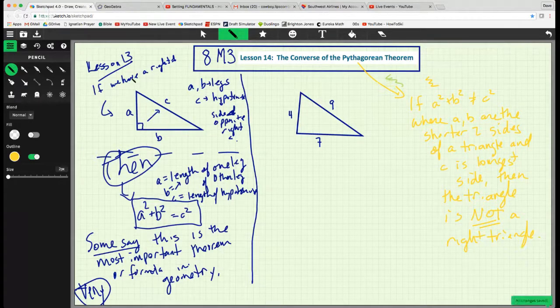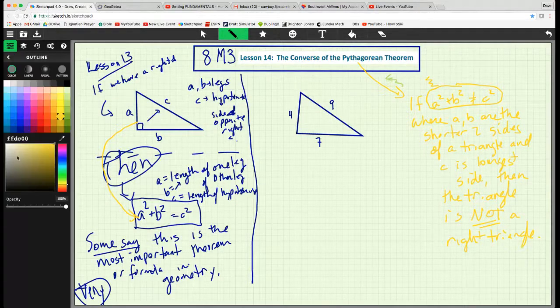Right? So in lesson 13, we start with a right triangle, and then we end up with this statement. The converse means not necessarily the opposite, but a contrary, another direction. So in this case, we start with the end in mind. We start with A squared plus B squared does not equal C squared. Here we say if it's a right triangle, then this is true. Now we say, well, what if this statement is not true? If this statement is not true, then the triangle is not a right triangle.